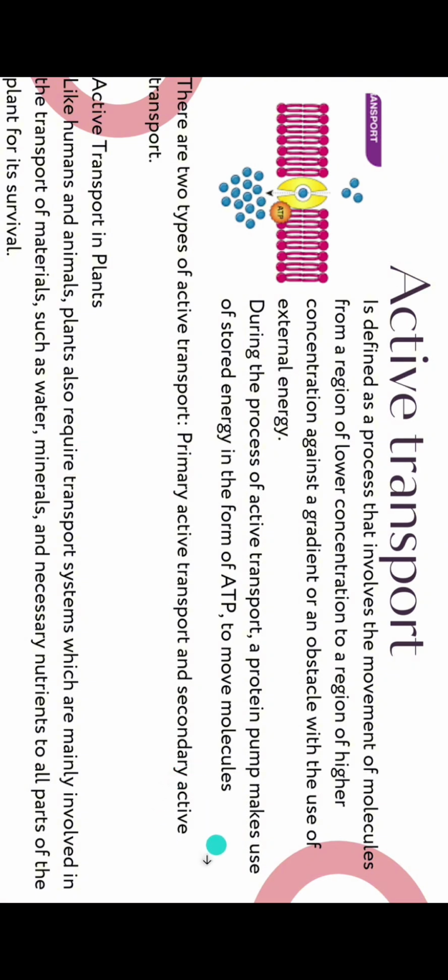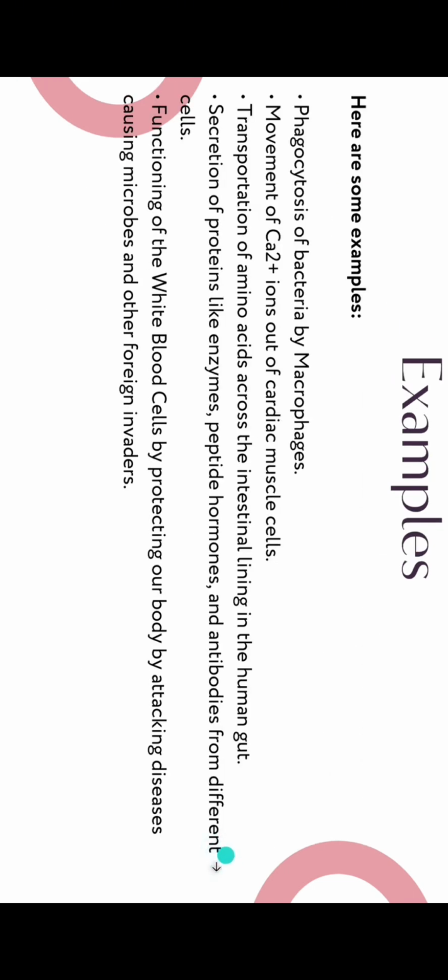Here are some examples of active transport: movement of Ca2+ ions out of cardiac muscle cells, transportation of amino acids across the intestinal lining into the human gut, and the last one, secretion of proteins like enzymes, peptides, hormones, and antibodies from different cells.